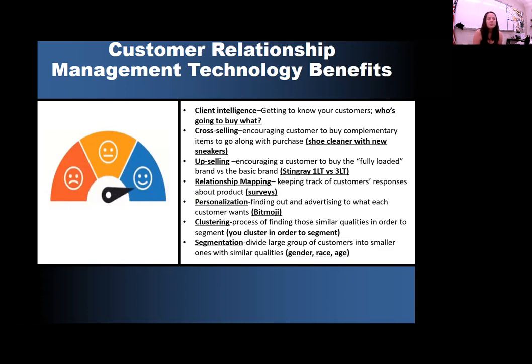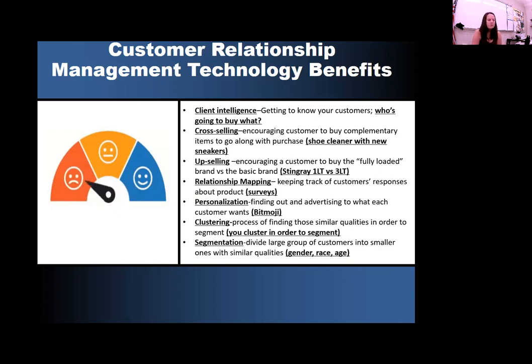This software also helps you with relationship mapping, just helping you keep track of your customers, what they're buying, their responses to the product, their service, what are they happy with, what are they still having issues with. It's called relationship mapping. So you're just kind of keeping track of your relationships with each customer to find out whether or not they're happy with your products.